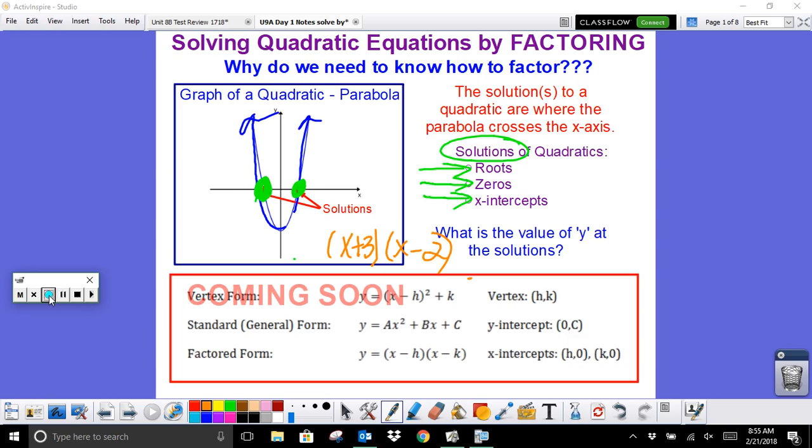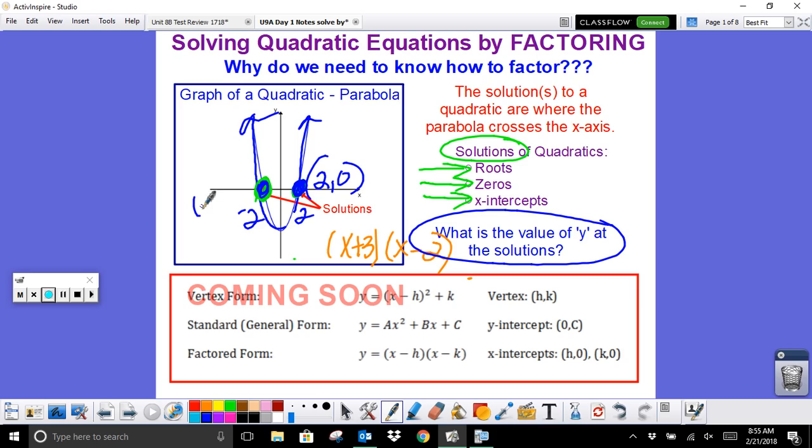So an important question, we've talked about this a lot this year: what is the value of y at these solutions? If I look here, let's say this one on the right is at 2. Well, what is the ordered pair there? What is the y value? That would be (2, 0). Let's say this one on the left is at -2. What's the ordered pair there? That ordered pair would be (-2, 0). So the y value at these solutions is 0, which is why we are also going to call these zeros.